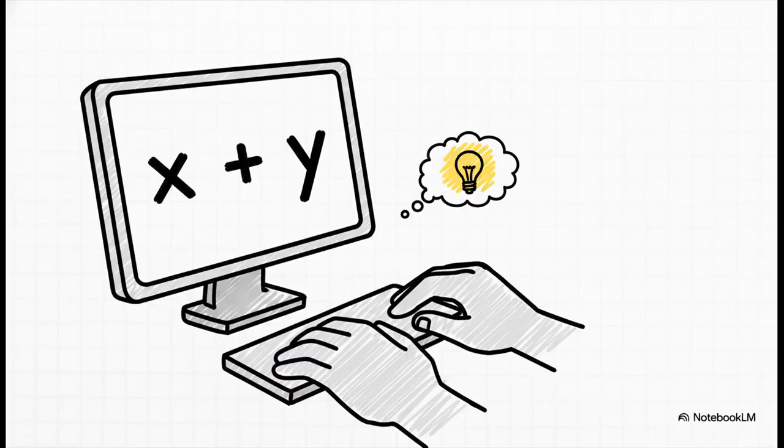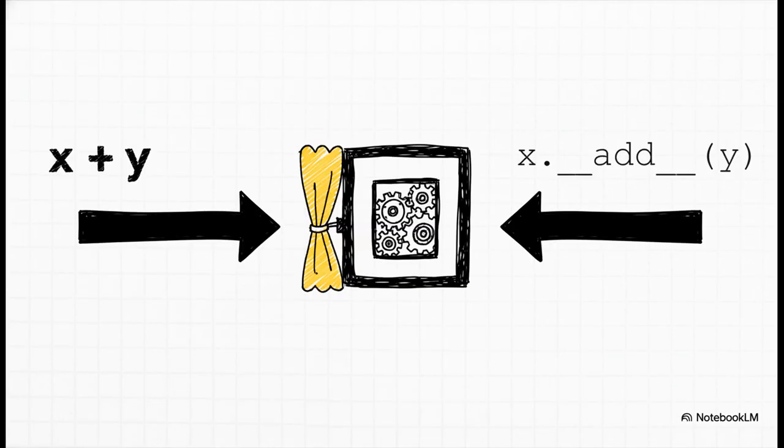So, you're in your code. You type something that just feels right, like x plus y. What is actually happening under the hood? Well, Python is secretly translating that simple plus sign into a method call on that first object. It's calling x.__add__(y). These special methods, the ones with the double underscores, which you'll often hear called dunder methods, are the real engine running the whole show.